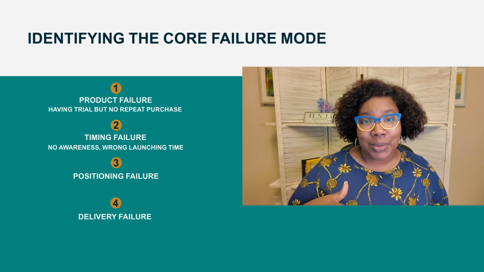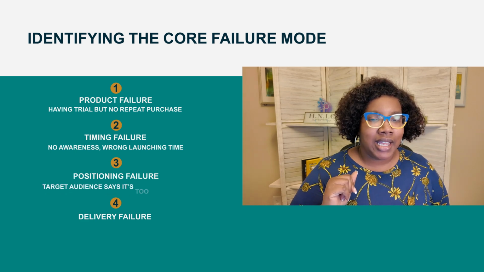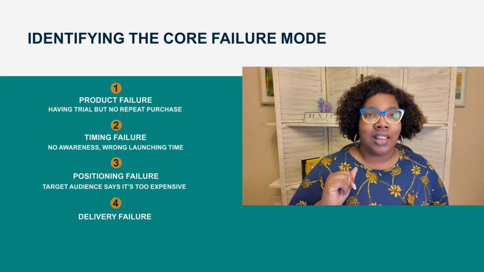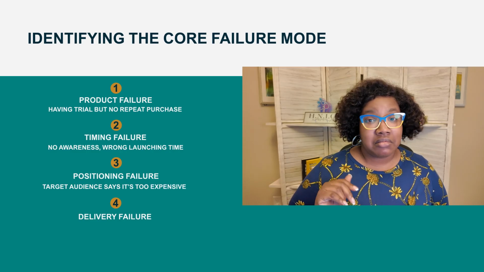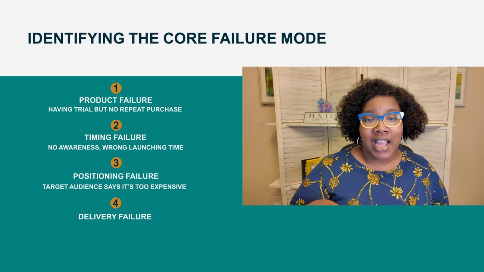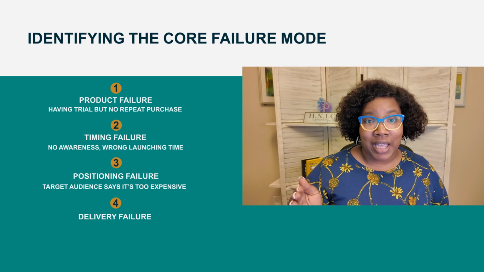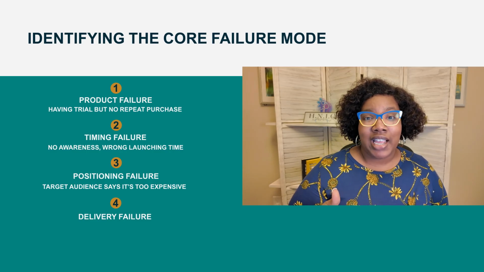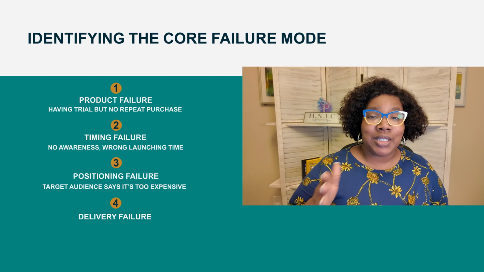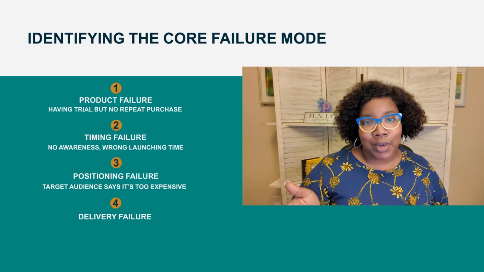Positioning failure, and this one's really interesting, is when your target audience keeps saying that your product is too expensive. A lot of people say, oh, well, I need to rush and lower my pricing. Not true. You will always find someone who wants the best of the best and is willing to pay for that. So if people in your target audience are saying it's too expensive, that's a positioning problem. They're not seeing the value that you bring, not a pricing problem.